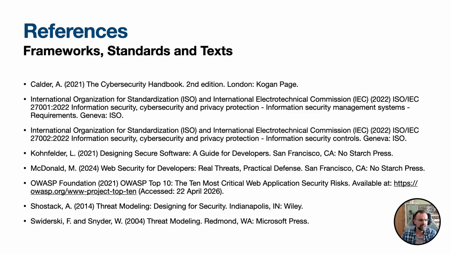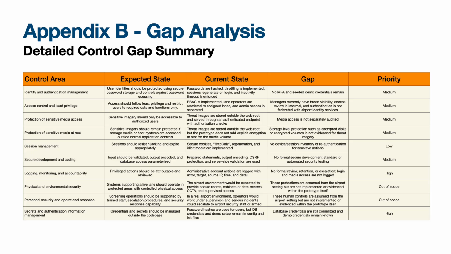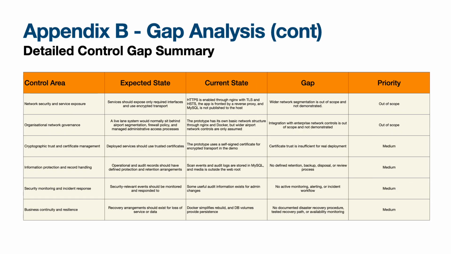So here are some references in Harvard style. They're in the presentation slides for you to take a quick look. Main frameworks used were ISO 27001, STRIDE for threat modeling, and the OWASP Top 10. I kept the main presentation focused on the highest value risks and controls. However, the full risk register, gap analysis and project plan are included in the appendices for completeness.